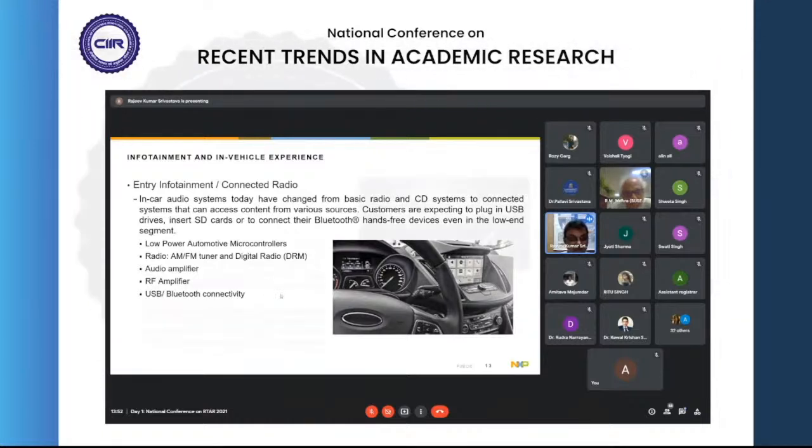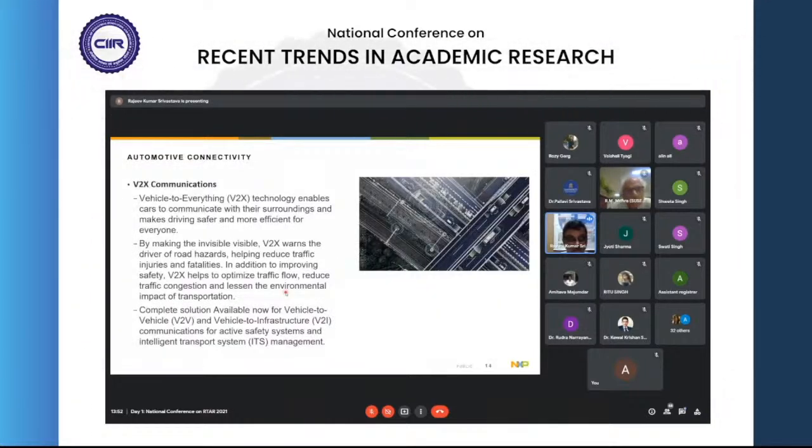Then the next part is V2X communication. Now this is also very important. V2X communication is called vehicle to everything. Now vehicle to everything means that when you are driving and there is a crossing, of course here it is shown as a flyover, but you can know that, okay, any car is coming from this direction, that direction, and they can talk to each other.